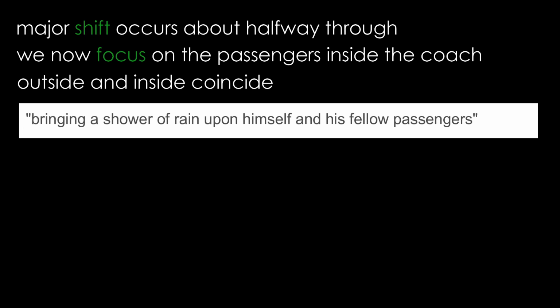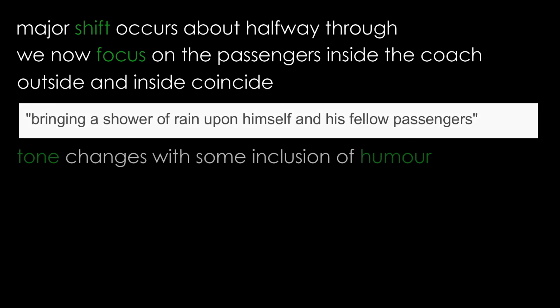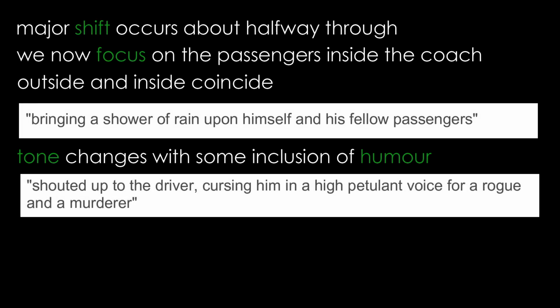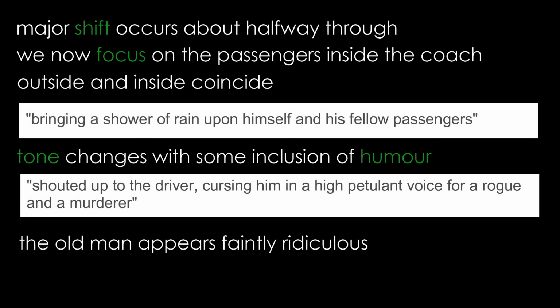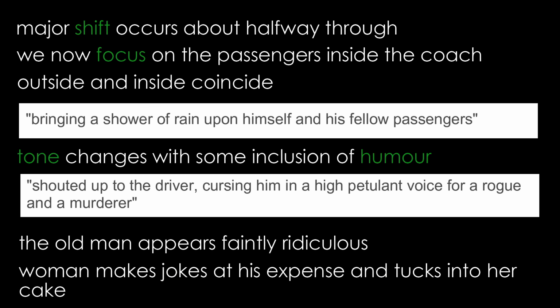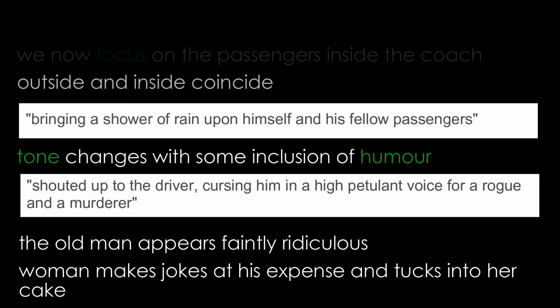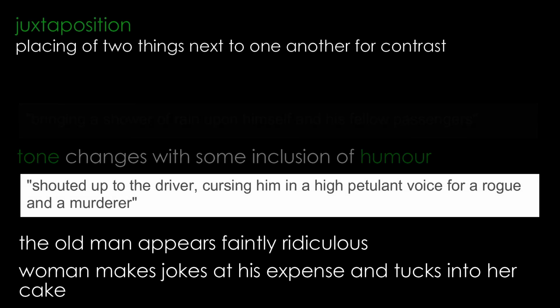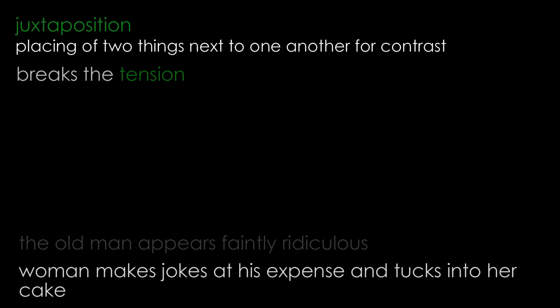Even though the writer still focuses on the way in which the bad weather affects the passengers, the tone changes in this part of the extract as she describes them with a certain amount of humour. The old man's behaviour as he shouts up at the driver, cursing him in a high petulant voice for a rogue and a murderer, makes him appear slightly ridiculous, while the jovial red-faced woman in the blue cloak makes jokes at his expense and lustily tucks into her huge wedge of cake. The juxtaposition of this light comic relief serves to break the tension and gives the reader a bit of respite after the dramatic description of the storm outside.